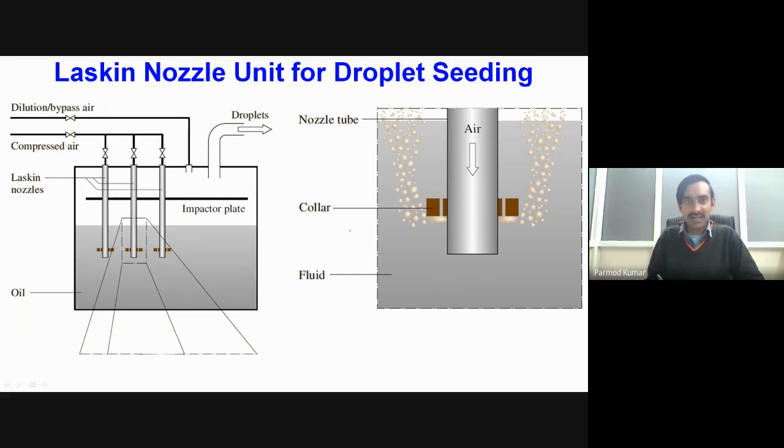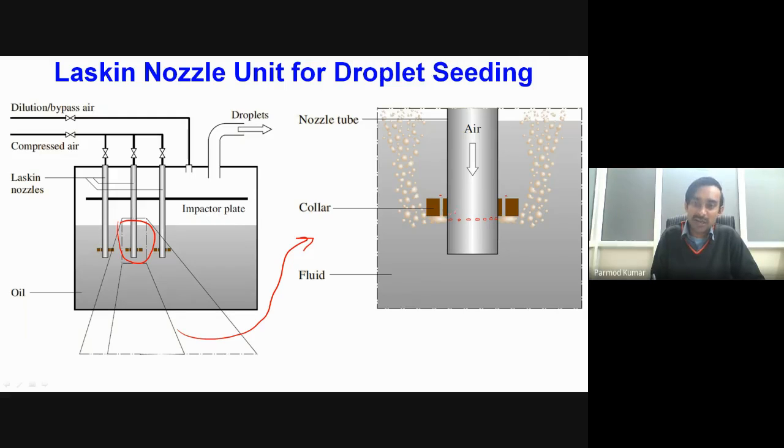Then another type of device is shown over here, which is also based on the principle of atomization for generation of droplets. Here you can see we have a pool of oil, and inside this pool of oil we have different Laskin nozzles. This particular section is zoomed, and the zoomed view is shown over here. You can see that the air comes out of this nozzle, and then we have a collar with a very fine diameter, and just beneath the collar we have multiple outlets across the periphery of this nozzle.